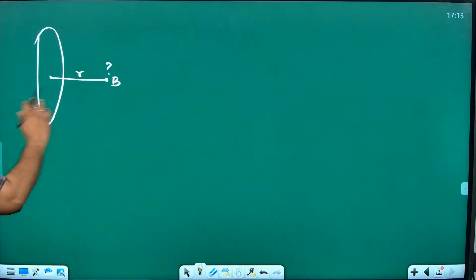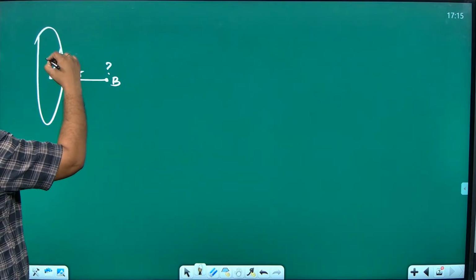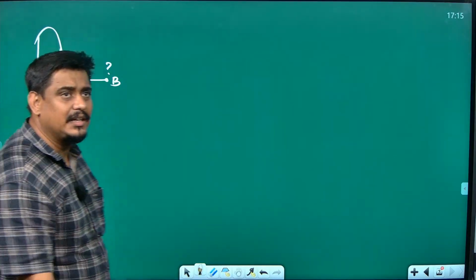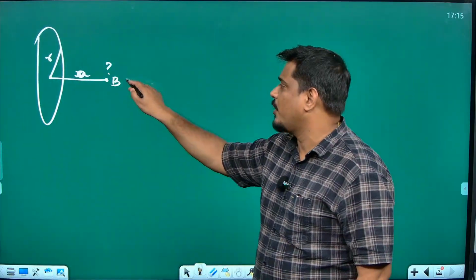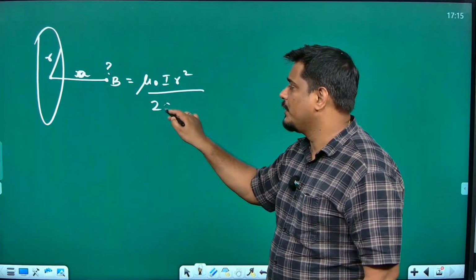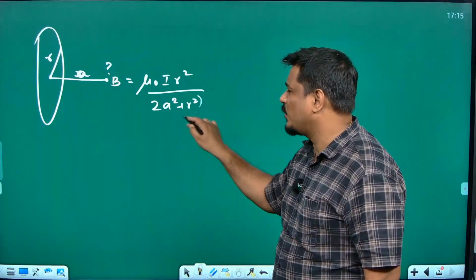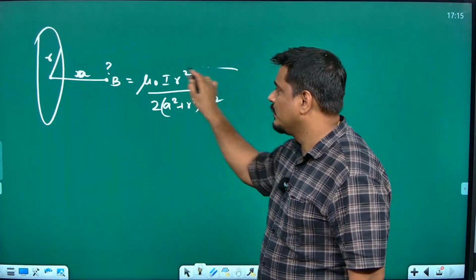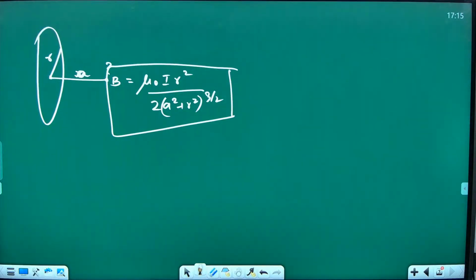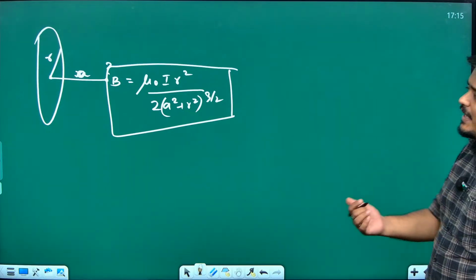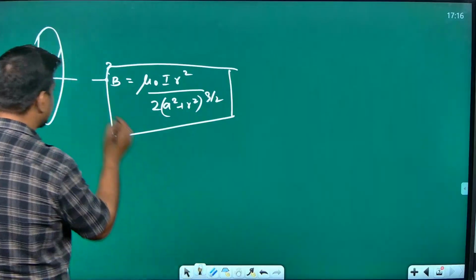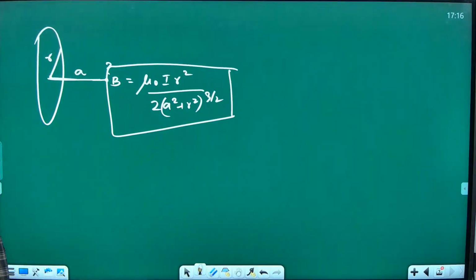So if it is r distance away, and suppose the radius is r, a distance a away, whatever it may be, then the formula will become, at this point, B equals mu naught I r square by 2 into (a square plus r square) power 3 by 2. This is the magnetic field value for an axial point, which is lying a distance a away from the center of the current carrying circular conductor. Are you getting my point?